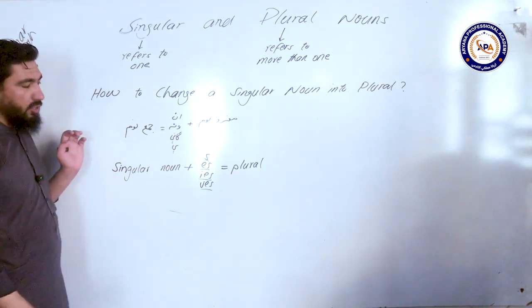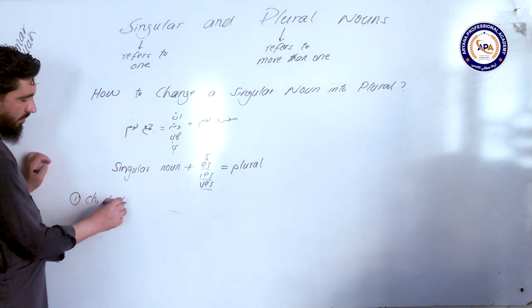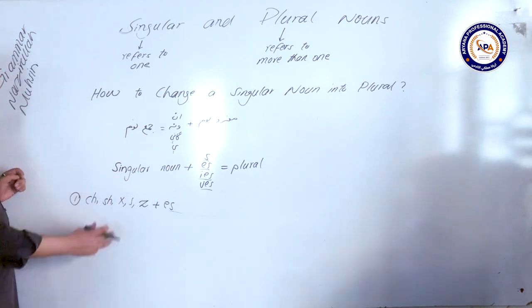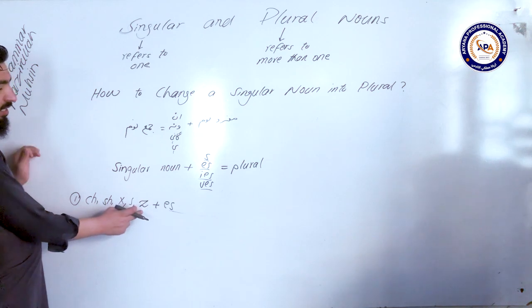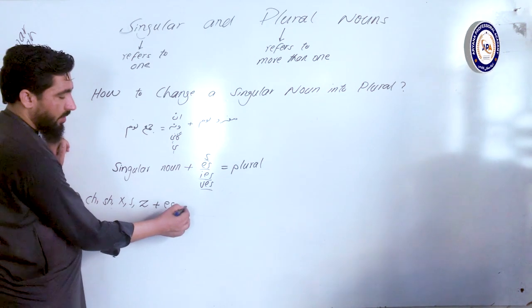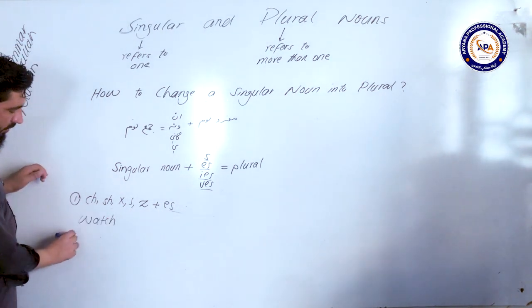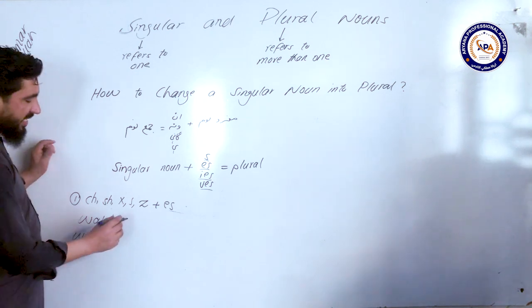So rule number 1. When a noun ends with one of these letters like CH, SH, X, S, and Z, then you must add ES. It becomes plural. For example, watch. The plural form is watches.